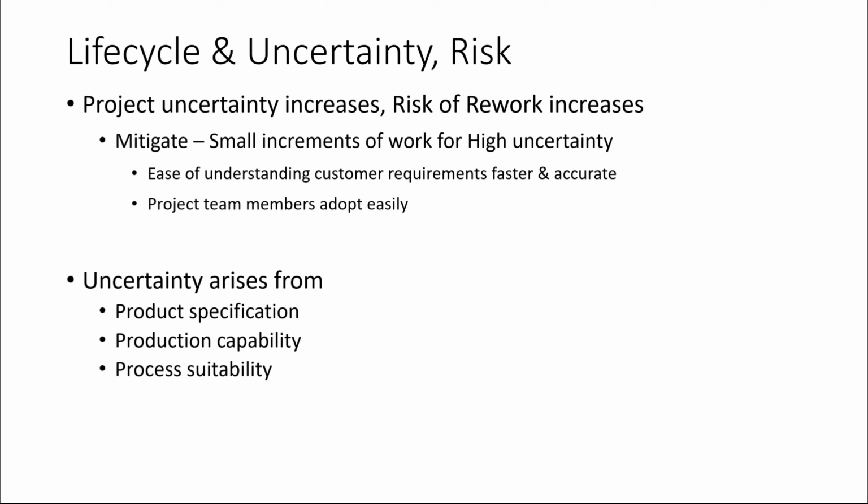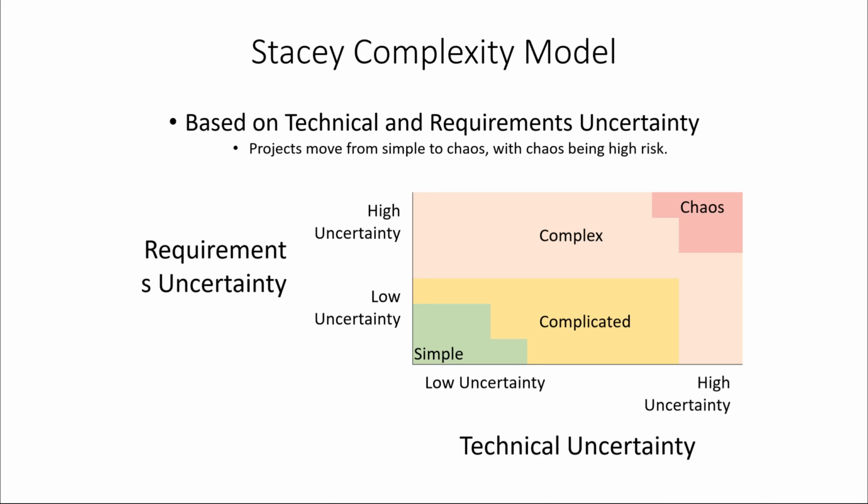To mitigate the impact of these risks, teams select life cycles that allow them to tackle projects with a high amount of uncertainty via small increments of work. Teams can verify their work when they use small increments and can change what they do next. When teams deliver small increments, they are better able to understand the true customer requirements faster and more accurately than with static written specifications. Following the Stacey complexity model, based on technical and requirements uncertainties, projects move from simple to chaos, with chaos being high risk, simple being predictable.